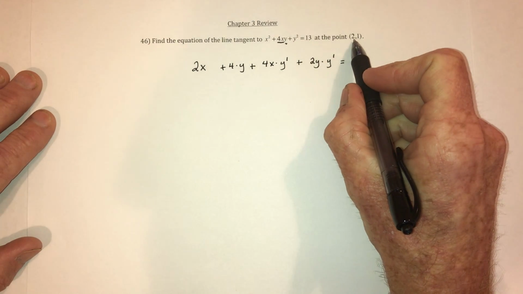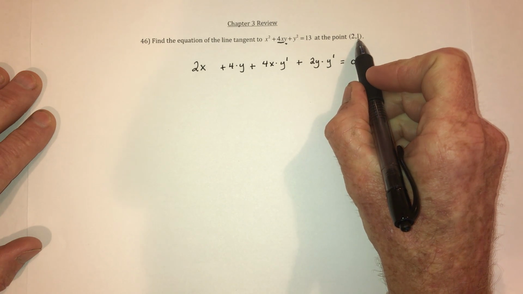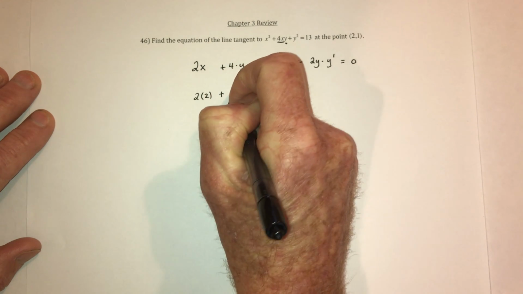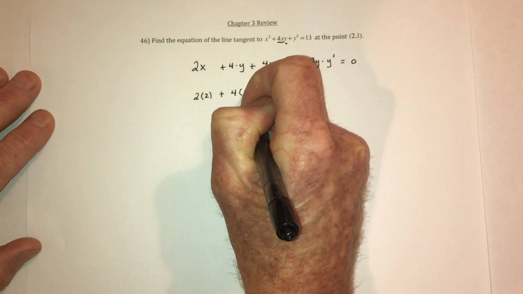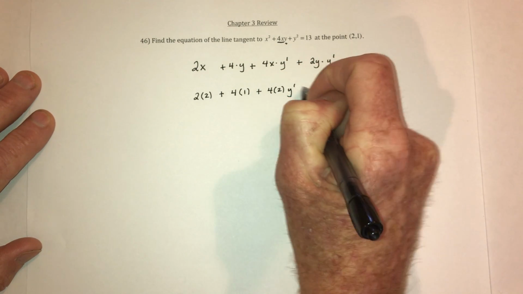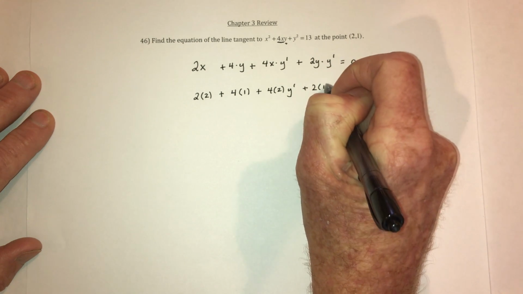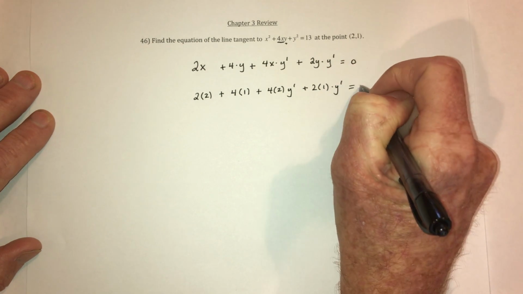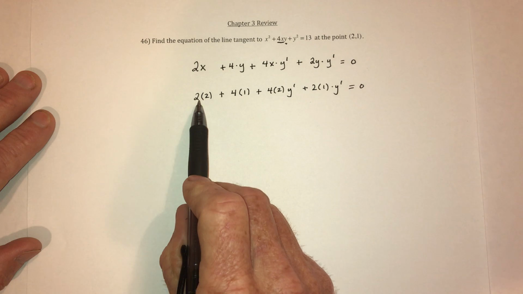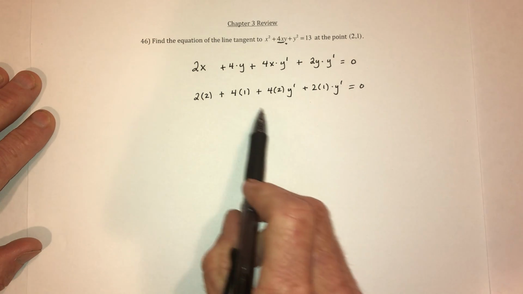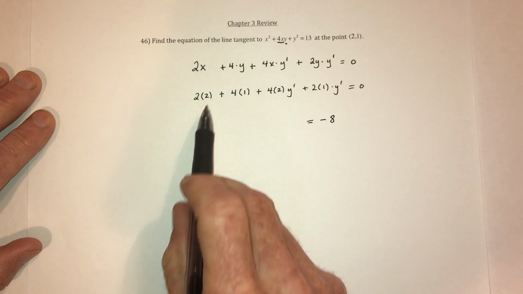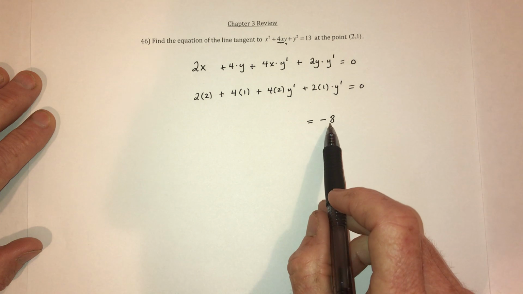Now we can plug in these numbers for x and y. So substitute a 2 for x and a 1 for y. And then we can solve for y prime. So this is a 4 and another 4, that's 8. So go ahead and subtract that, move it to the other side. So that would be 8, but when you move it over to the right side, it becomes negative 8.